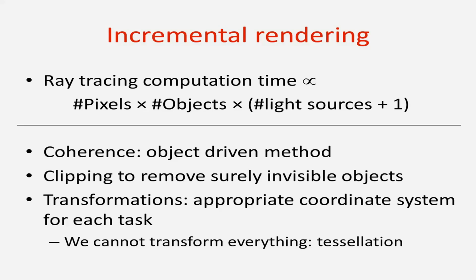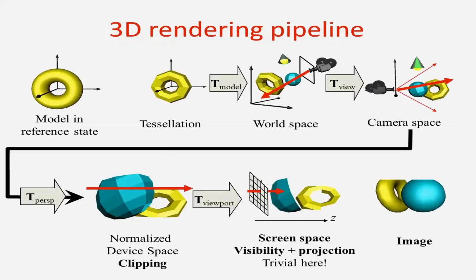Moving an object from one coordinate system to another requires transformations. As we cannot transform all types of geometry without modifying the type, we approximate all kinds of geometry with triangles. This process is called tessellation. Incremental rendering is a pipeline of operations starting at the model and ending on the image.